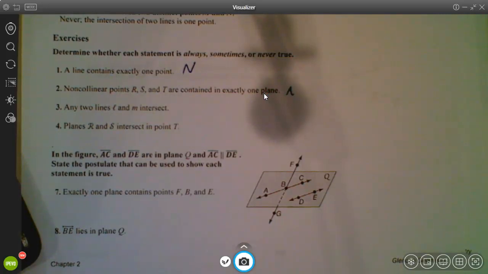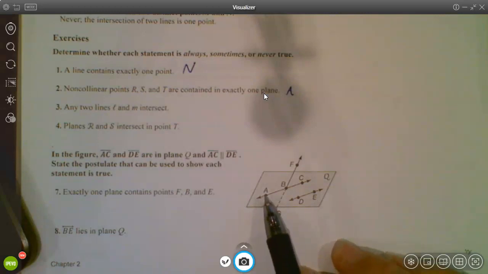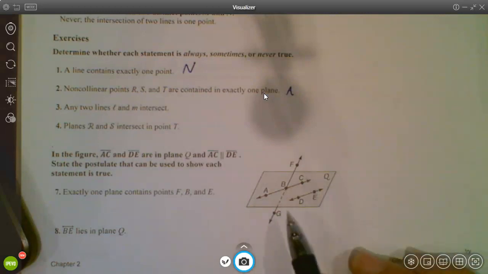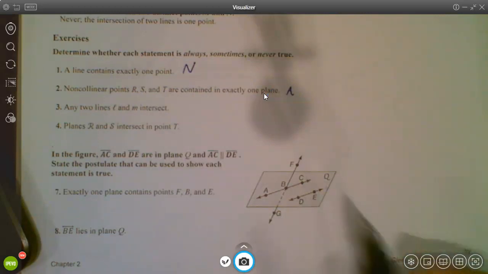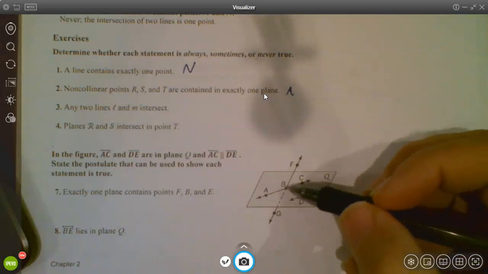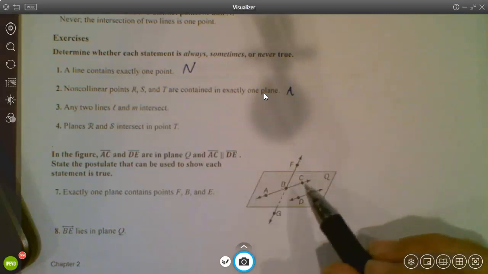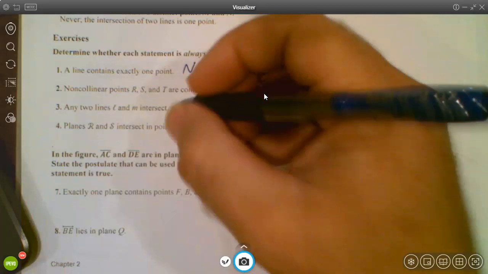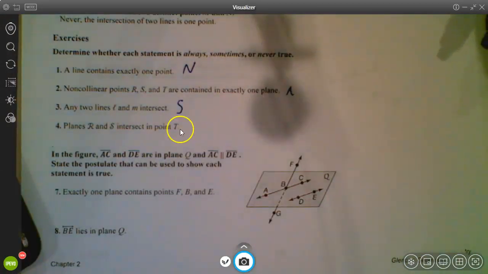Is there ever a case where you have 2 lines that don't intersect? Well, look at these 2. If this line is parallel to this line, right, we know that parallel lines don't intersect. And so there's a case where they can intersect, but they don't have to if they're parallel. So this is something that would be sometimes true.